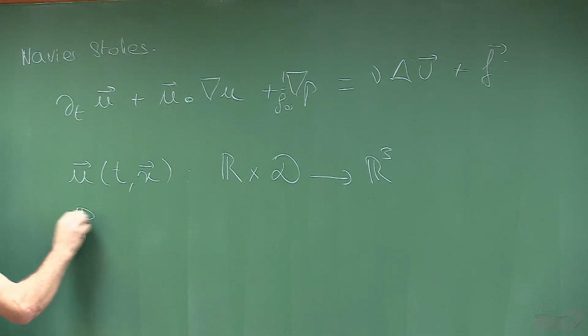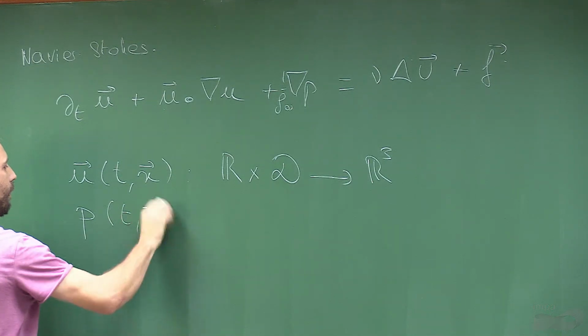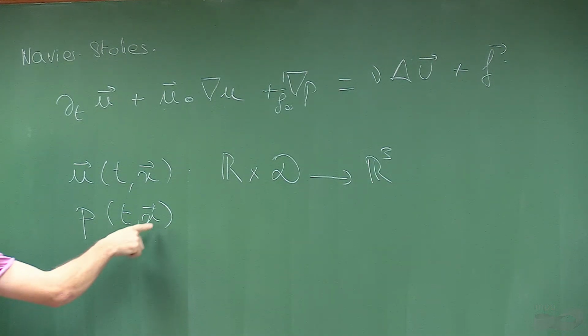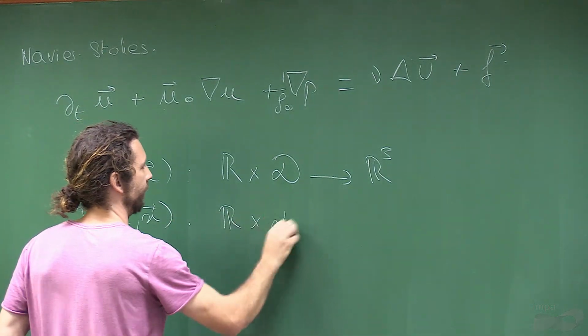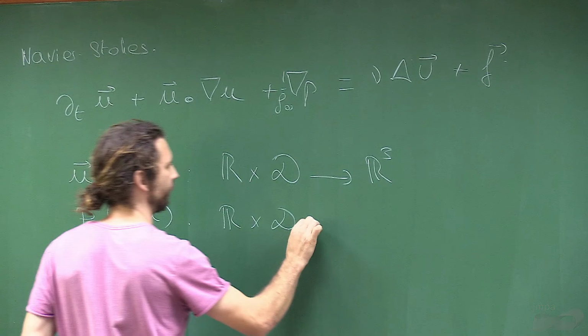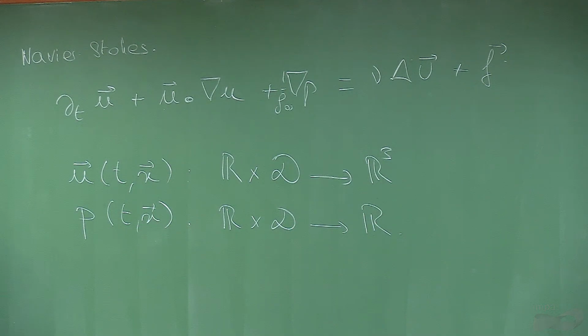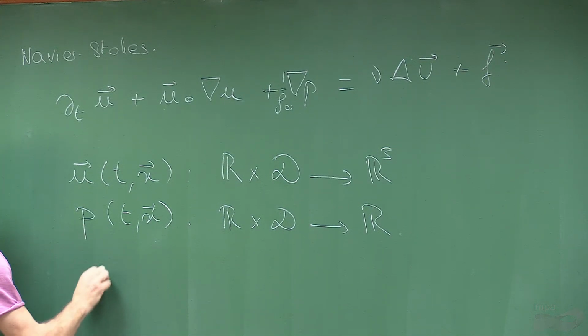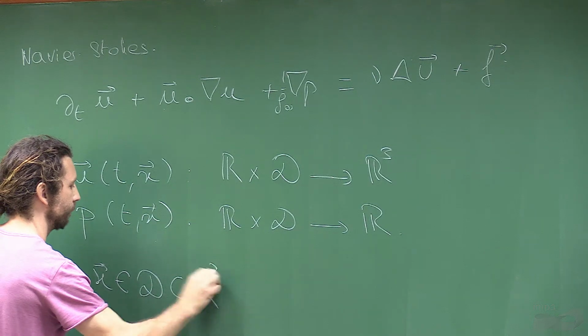The pressure P is a scalar. So it's a field which depends on position and time, which also lives in a given space D, and also takes some values in R. X here, so this is the domain. So X is in D, which is an element of R3.